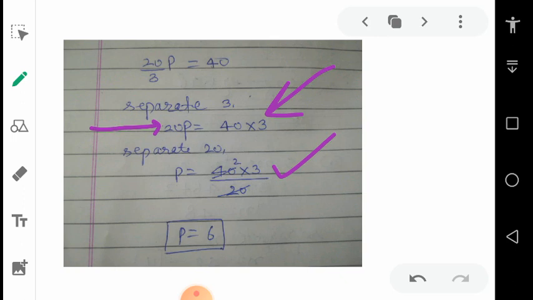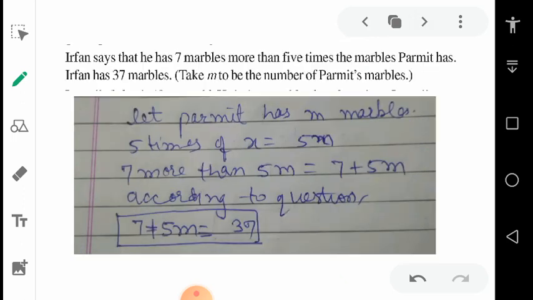Learn this method. Next, this is a word problem. In the previous video I told you how to solve a word problem. Just translate the statements into mathematical equations. So we have, Irfan says that he has 7 marbles more than 5 times the marbles Parmit has. Irfan has 37 marbles. Take m to be the number of Parmit's marbles.